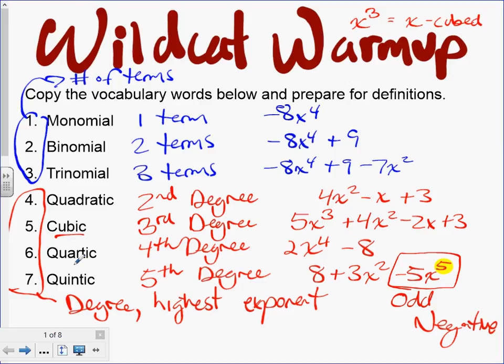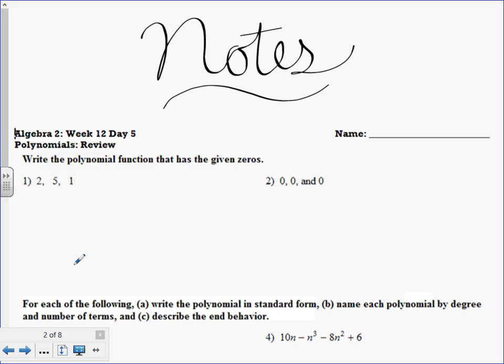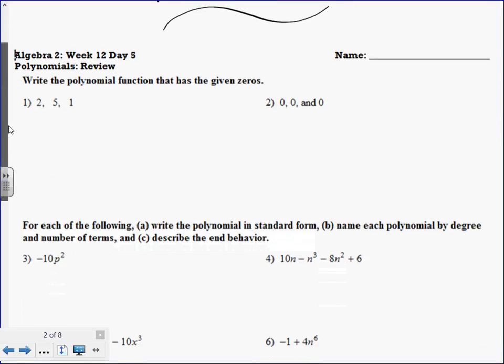Take your warm-up, set aside, and look at this quick little note sheet that we have. I'm feeling so generous and loving today. I'm going to do a quick review with you since we did spend Tuesday and Wednesday, 2 days this week, taking that constructed response assessment. First, we've got, write the polynomial function that has the given zeros.